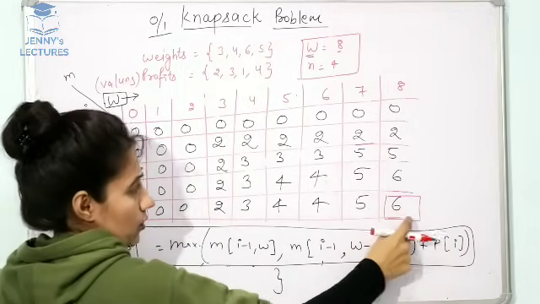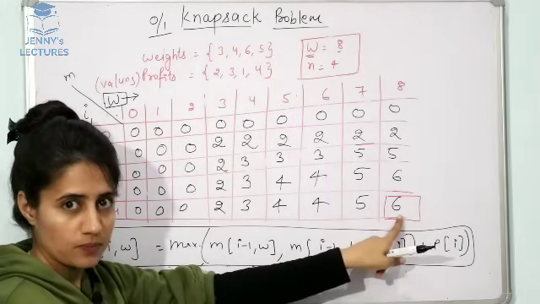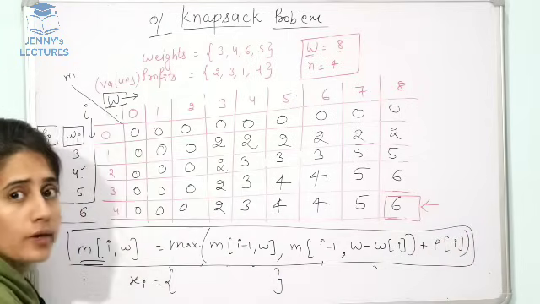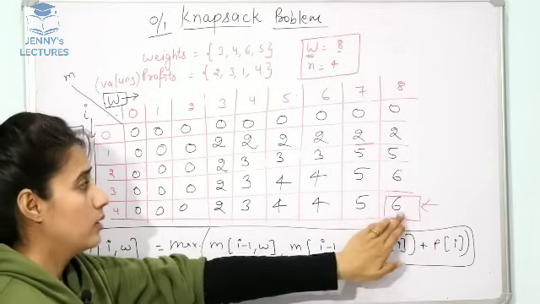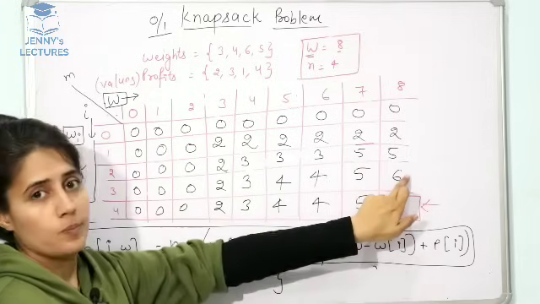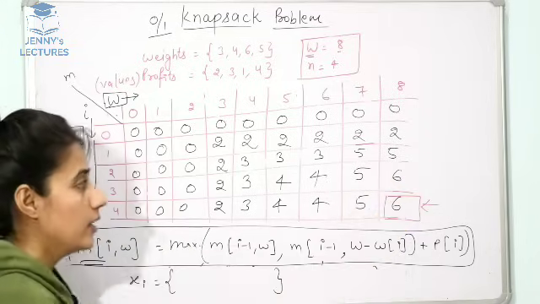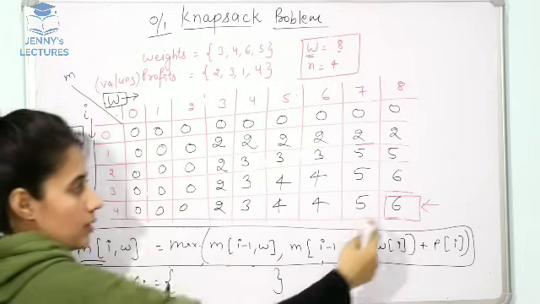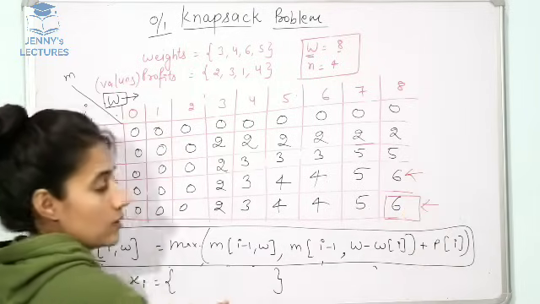Now here you will get the answer. The maximum profit would be what? 6. Okay. Now pointer is at this place. Now what you have to do is just check out the above cell. Here also what we have? 6. Okay. Then we will not select this item. In the above cell also we have the same value. Okay. Now pointer is here.